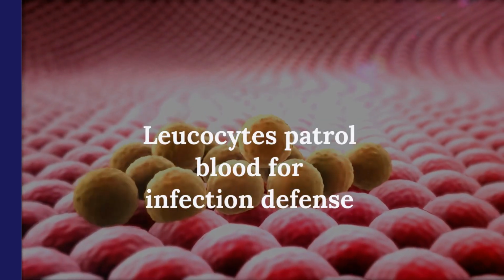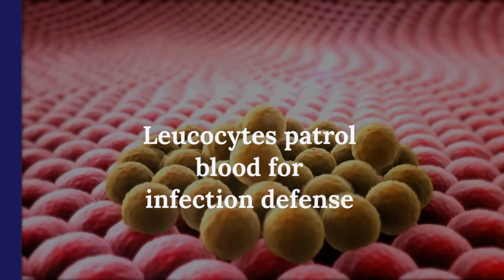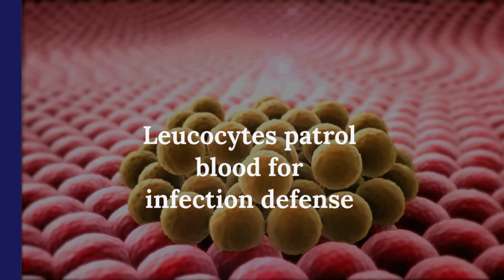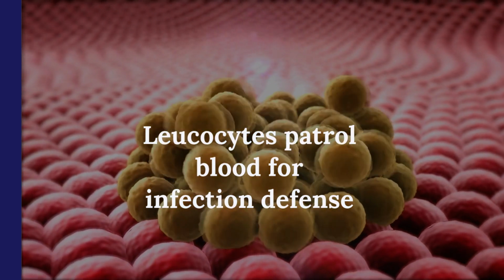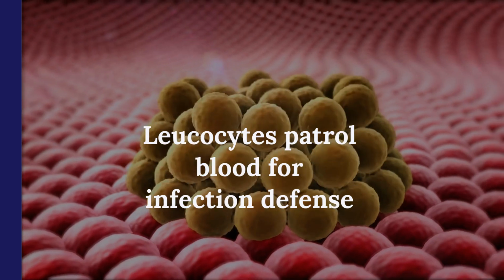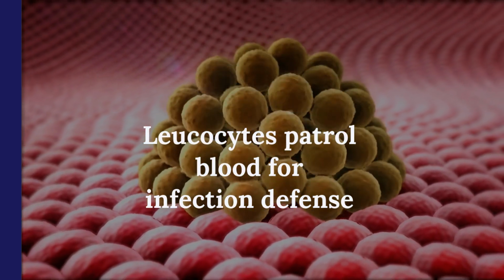Leukocytes patrol the blood for infective organisms. Granulocytes, like neutrophils, engulf bacteria. Eosinophils target parasitic worms, while basophils prevent inflammation. Agranulocytes include lymphocytes and monocytes. These cells are crucial in the body's immune defense.